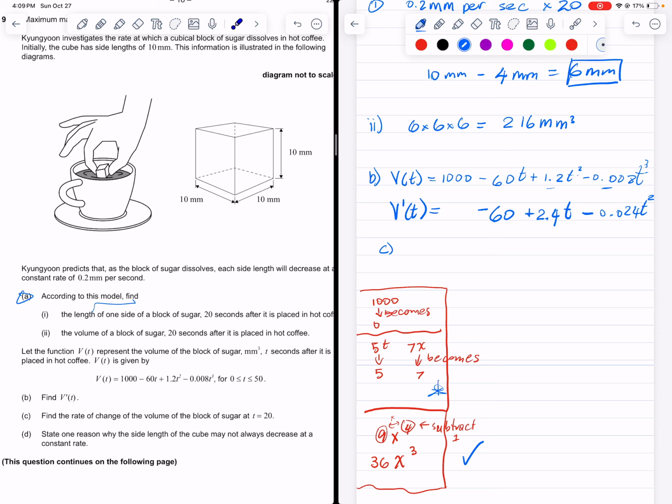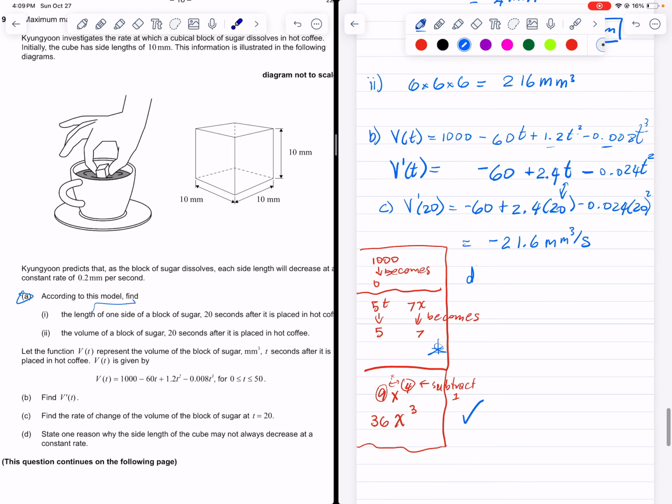V prime of 20 is equal to negative 60 plus 2.4 times 20, so again, I'm just plugging 20 in for t, minus 0.024 times 20 squared. And once you plug that into your calculator, you should get negative 21.6 millimeters cubed per second. Now we know that that number should be negative because the volume is in fact decreasing. So the rate of change is going to be a negative rate of change. So that looks good.